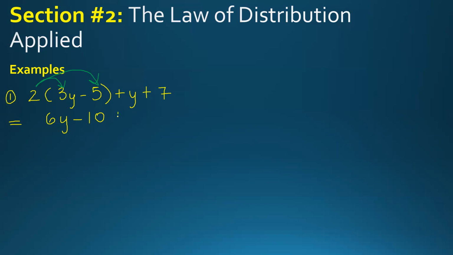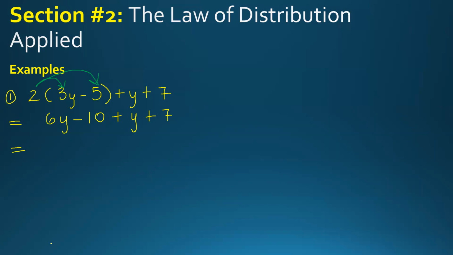Then all we do is bring down the y, and bring down the plus 7. So this is going to be, again, 2 times 3y, which is 6y, and 2 times 5, which is -10, plus y, and plus 7.